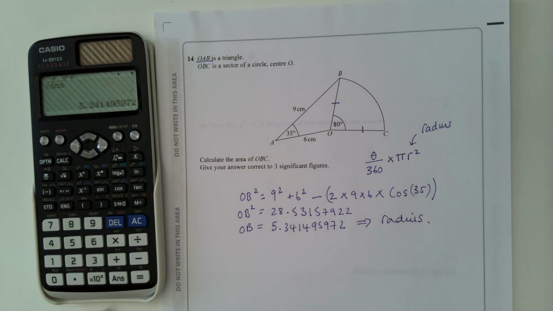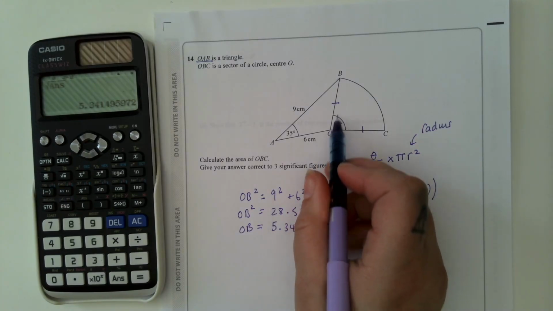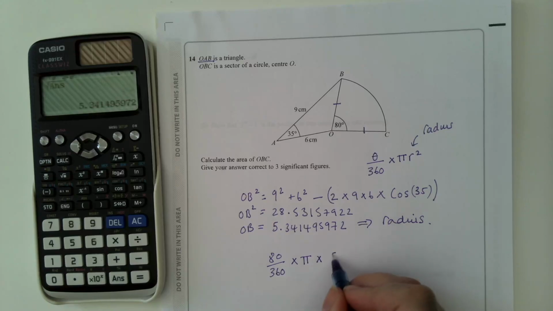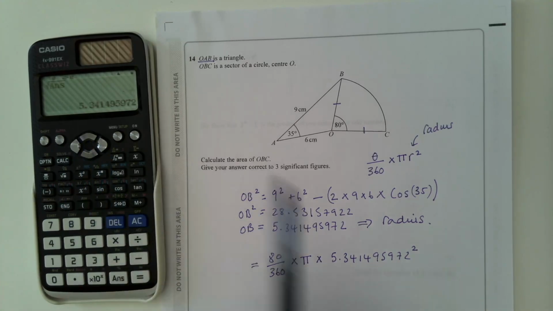So now I'm going to substitute the radius of the sector into this formula. So the angle inside that sector is 80. So it's going to be 80 over 360 multiplied by pi multiplied by the radius squared. And because I haven't cleared my calculator, that's going to make it easier.